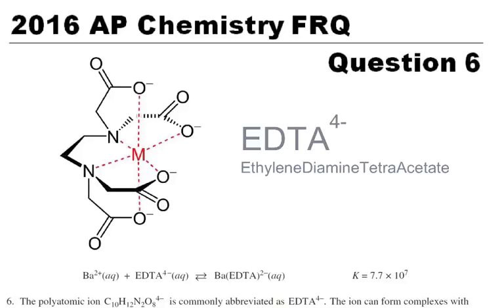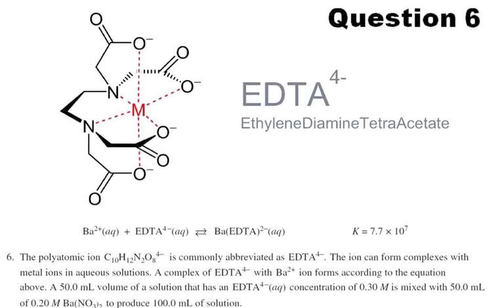Okay, question 6 from the 2016 AP Chemistry FRQs was one that kind of threw people across the nation here. The average score on this was less than 1 point. And I think there are a lot of things that kind of explain that.